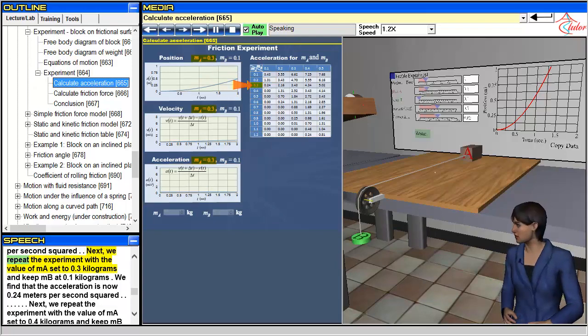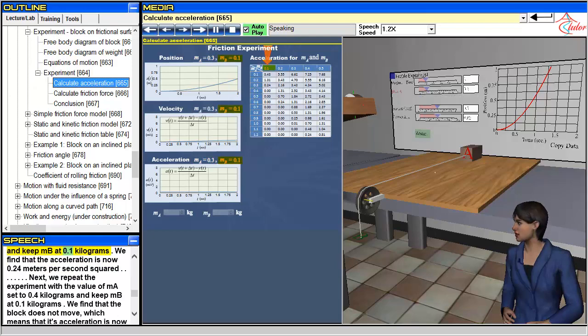Next, we repeat the experiment with the value of ma set to 0.3 kilograms and keep mb at 0.1 kilograms. We find that the acceleration is now 0.24 meters per second squared.